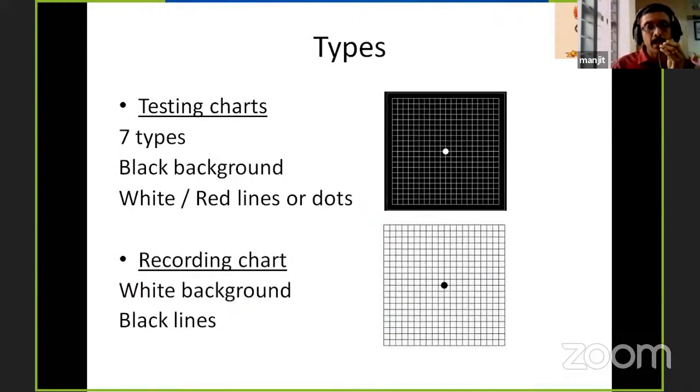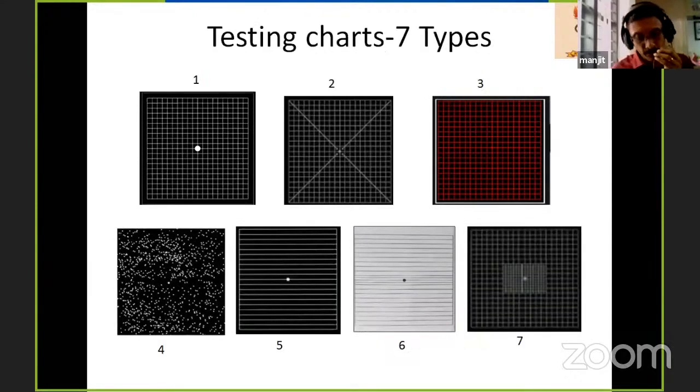There are two types of charts mainly, testing charts and recording charts. Testing charts themselves are of 7 types. Most of them have a black background with white or red lines. The recording charts are the reverse, with a white background and black lines. These are the 7 types of testing charts. Except for the sixth one, every other chart has a black background with either white lines or red lines. Chart one is the commonly used one. It has 400 squares, a central fixation spot, a black background, and white squares.